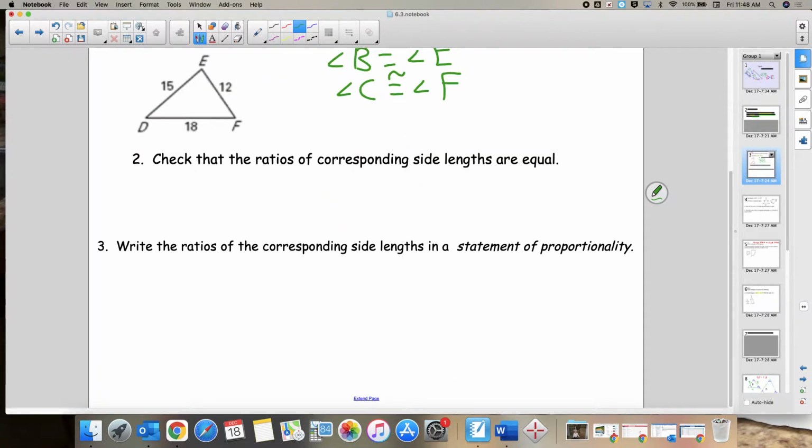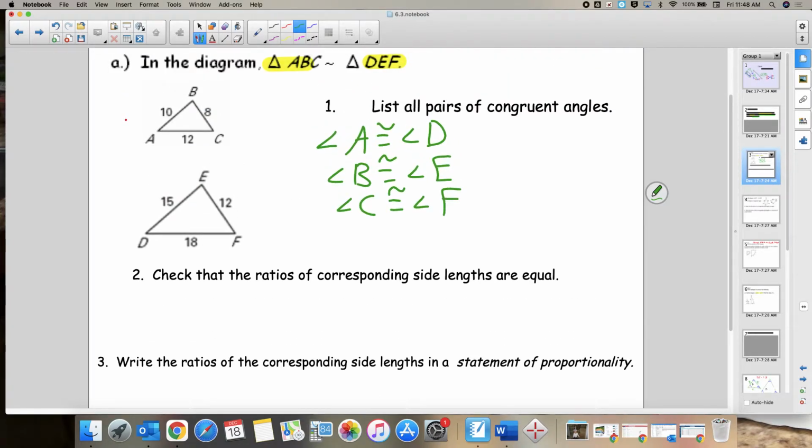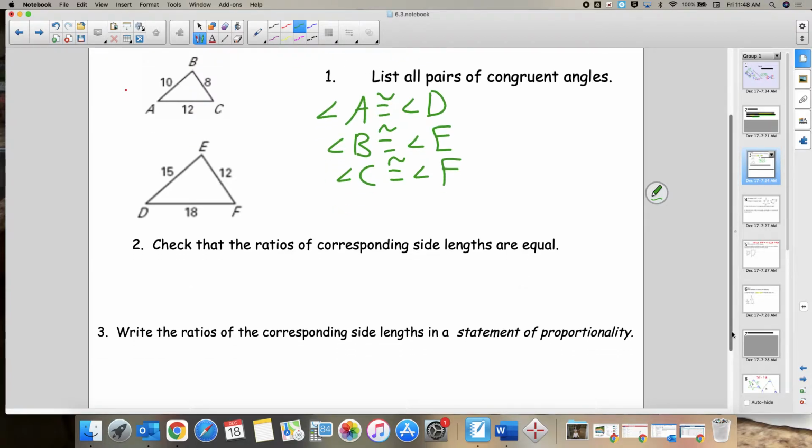What it says is to check that the ratios of the corresponding lengths are equal. And then we're going to write these ratios of your corresponding side lengths in what they call a statement of proportionality. So let's work on the first two first. AB compared to DE. Our statement of proportionality is going to look at exactly that. AB over DE. Well, if we look at AB over DE, that is 10 over 15, which reduces to 2 to 3.